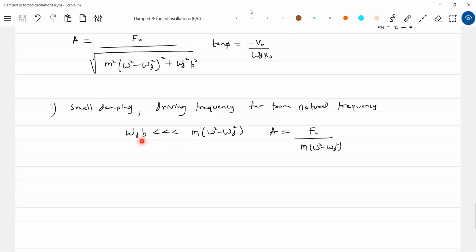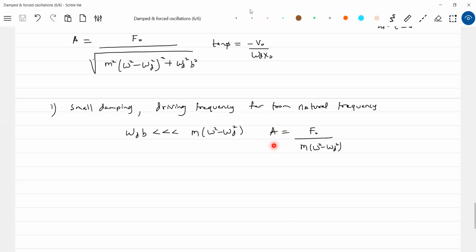When the time period of oscillation of the swing is equal to the time period of oscillation of the push, what will happen? When omega equal to omega d, what do you mean by this? The amplitude will become infinity. But practically what happens? There'll be some damping, so it cannot be infinity. You can say very large.